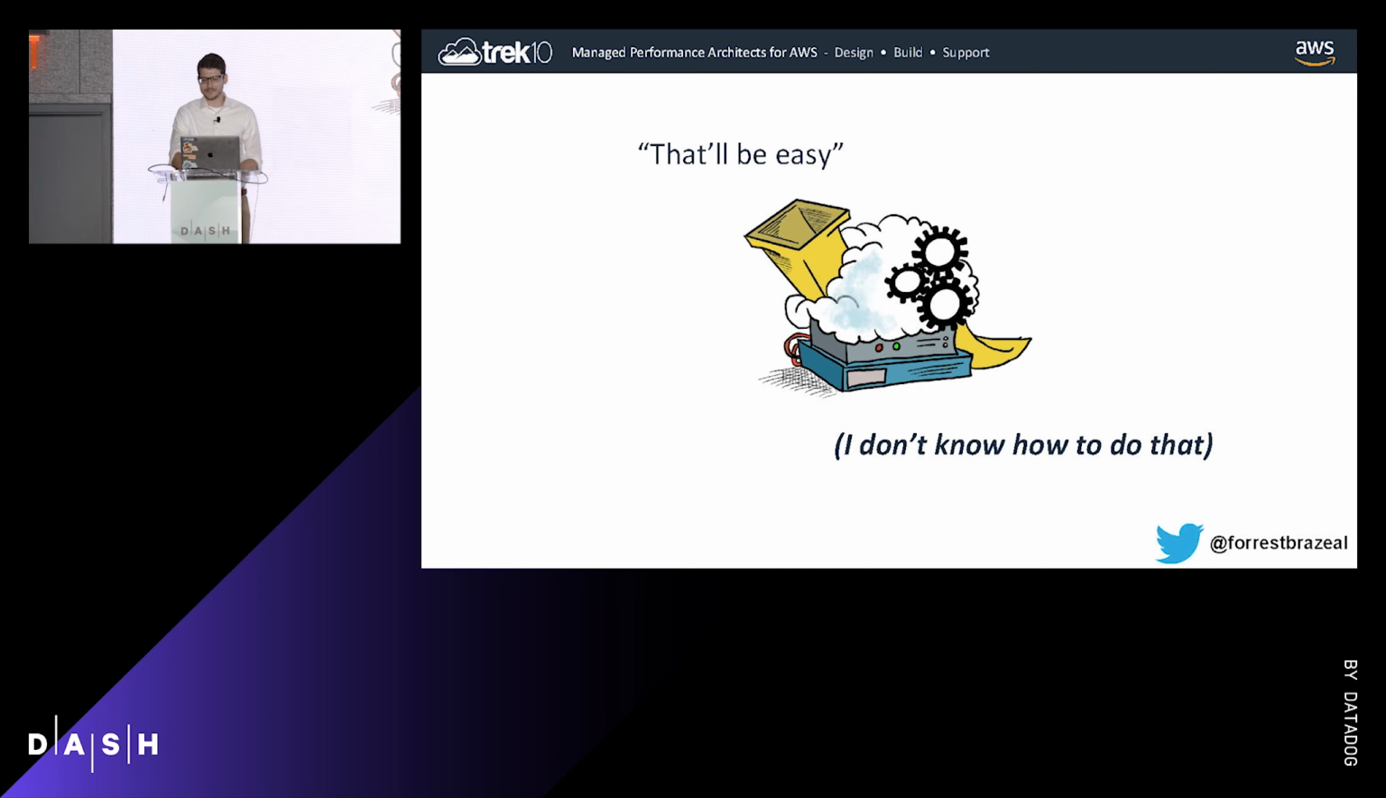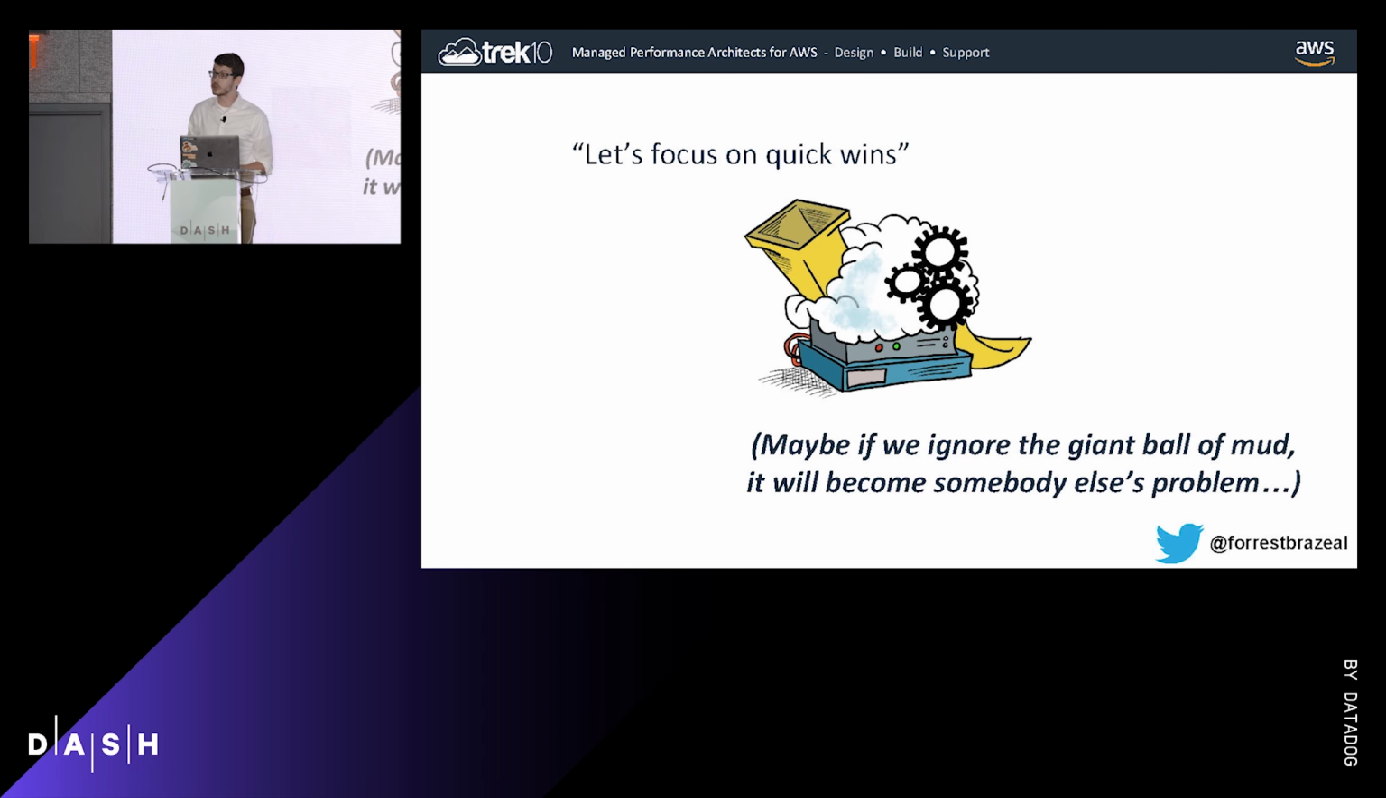And then finally, last but not least, let's focus on quick wins. People say this a lot. It sounds great because you're thinking, how can I provide value for the business more quickly, right? But a lot of times, unfortunately, that means maybe if we ignore the giant ball of mud, it'll become somebody else's problem.